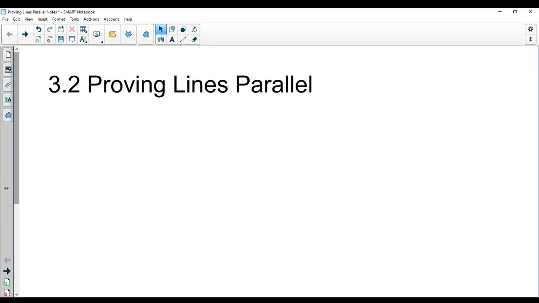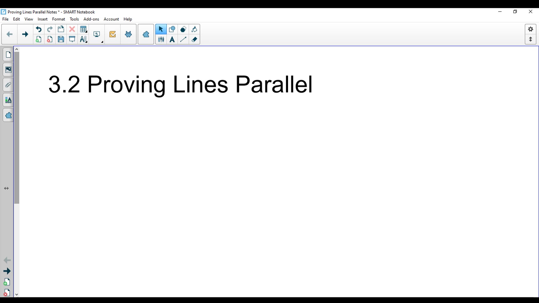Alright guys, so we're going to continue on with our next lesson in Unit 3. We're going to talk about proving lines parallel. This is going to harken back to what we talked about on Monday and Tuesday. It's going to use those relationships: correspondings, alternate interiors, alternate exteriors, same side interiors, same side exteriors. It's going to reference all those again, but now we're going to do things backwards.